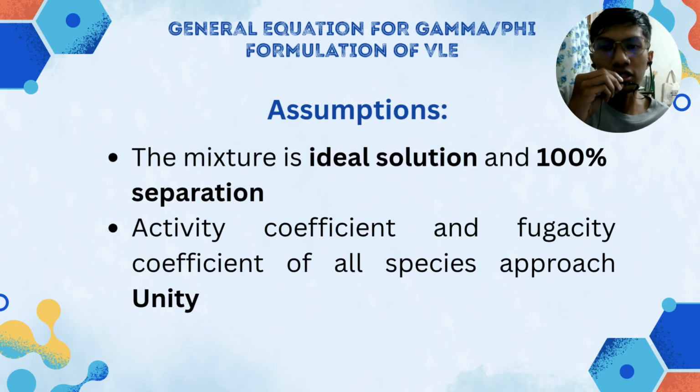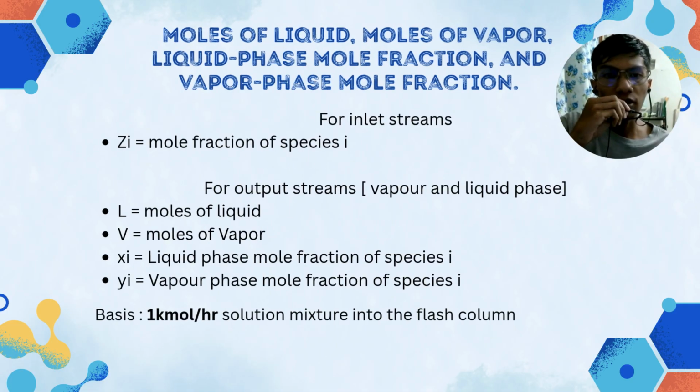For the next part, we assume the mixture is an ideal solution and also achieve 100% separation for both liquid and vapor. For the second one, we assume the activity coefficient and fugacity coefficient equal 1 as it is an ideal solution. Now, for the calculation of moles of vapor, liquid, and also the mole fractions, we need to specify our process variables. For the inlet stream, we propose that zi equals the mole fraction of species i. Meanwhile, for the output stream, we have L, V, xi, and yi.